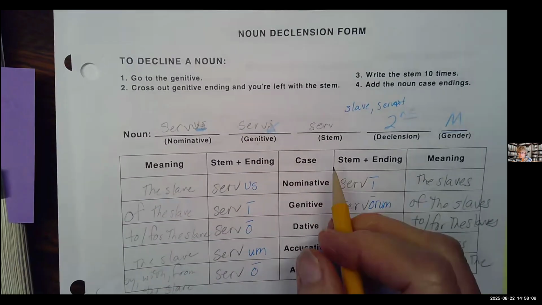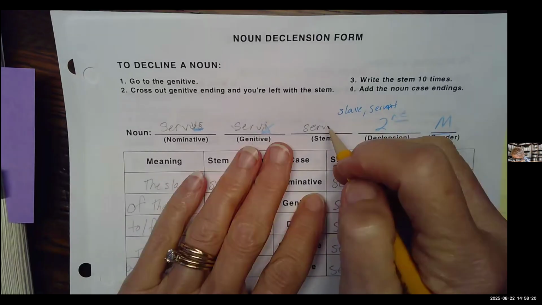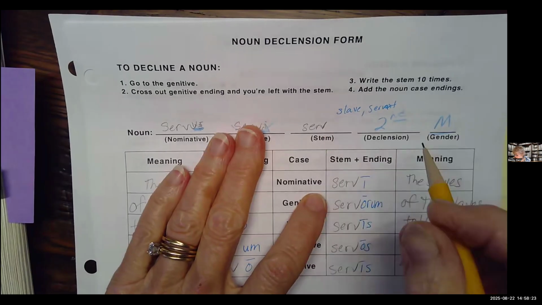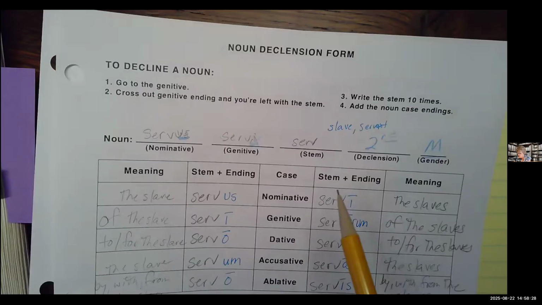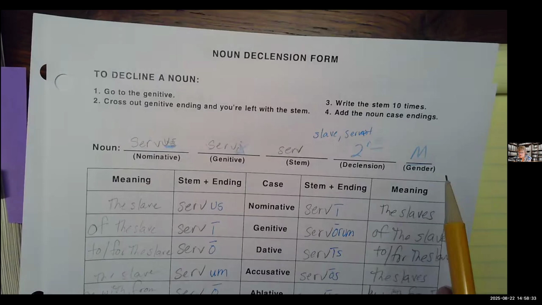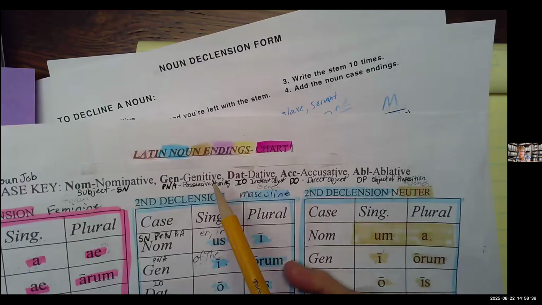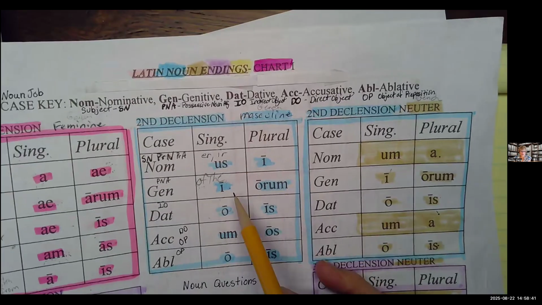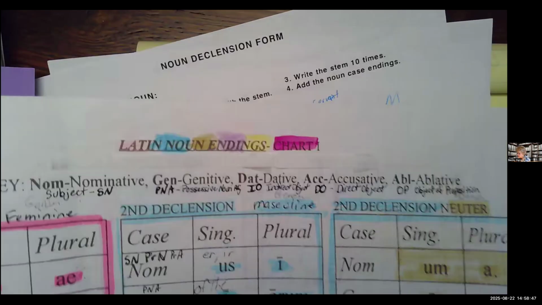You're going to write that down because what you want to happen in Latin, you want to always memorize the stem. Stems and endings. This is what Latin is all about. So S-E-R-V is the stem. Then you're going to write the stem, number 3, write the stem 10 times. So 10, 5 here, 5 there, singular and plural. And then step 4, you're going to add your noun case endings. And the noun case endings are us, i, o, um, o, is, os, is.